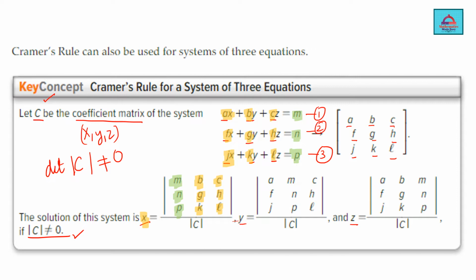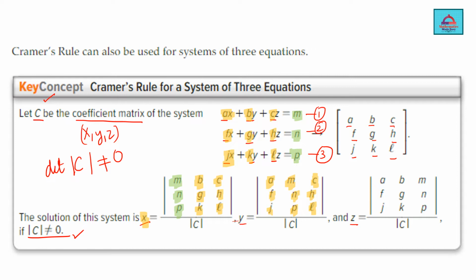So we do a similar thing for y. We cover the coefficients of y, so B, G and K will not come here. We start from the left here. So A, F, J, that's the order. Then we go to the right and we take M, N and P. So the order is different here. The mistake that you might make is you might take A, F, J and then C, H, L. No, that is not true here. So first you write the right elements and then you come to the coefficients of z. So this is how your y works.